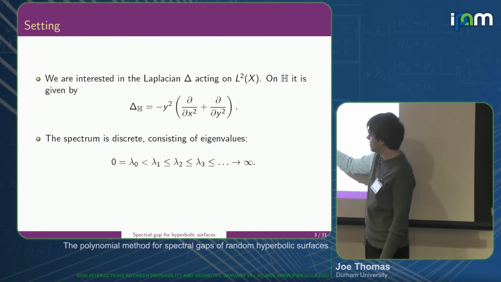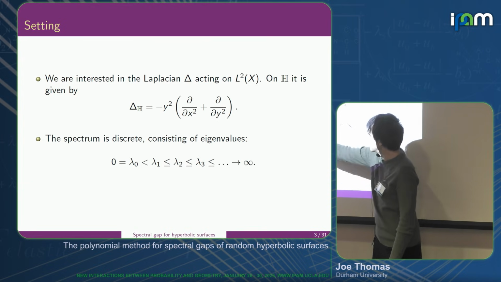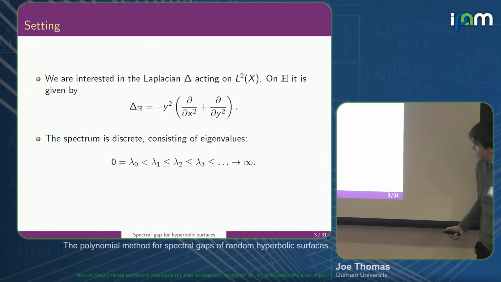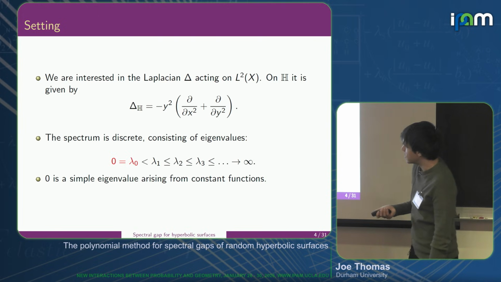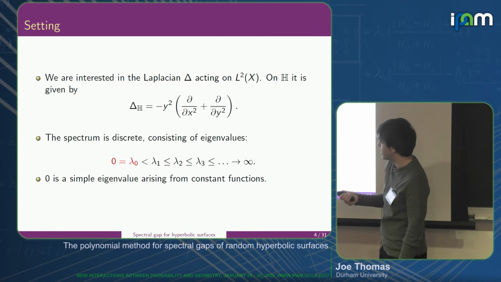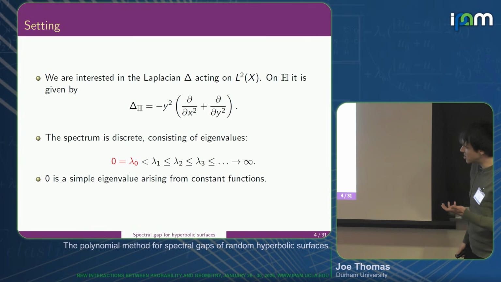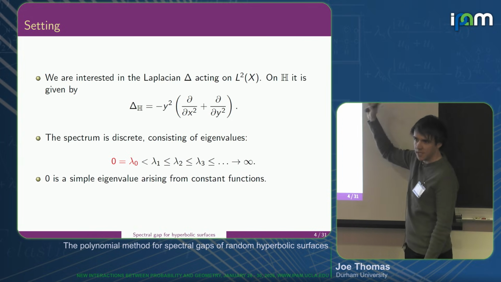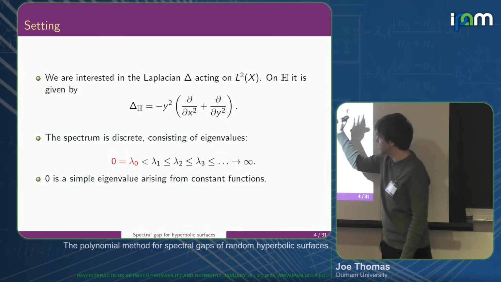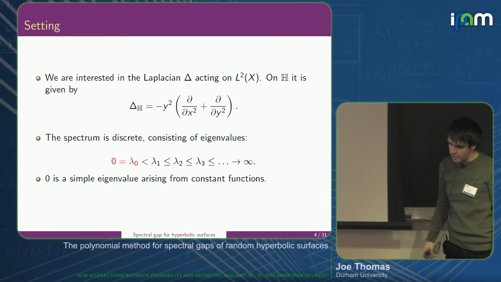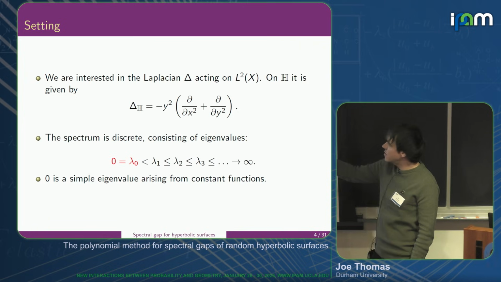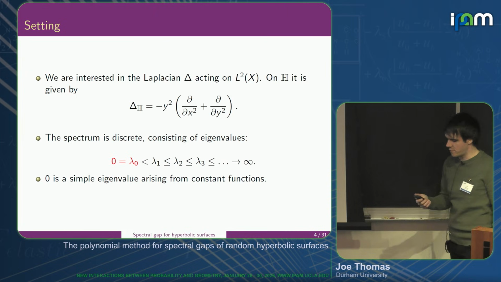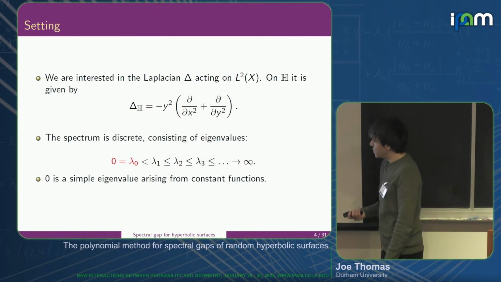So if I look at the spectrum of this thing, it's going to be just discrete. So it's just going to consist of eigenvalues, and they're going to be non-negative eigenvalues. So the first eigenvalue that you always get is this 0 eigenvalue. And this is just coming from constant functions. I'm on L2 functions, my space is compact, it's finite volume. So my constant functions are L2, I hit them with the Laplacian, I just get 0. It's a simple eigenvalue because I'm assuming my surface to be connected. If it was disconnected, I'd get a multiplicity for every connected component, okay?